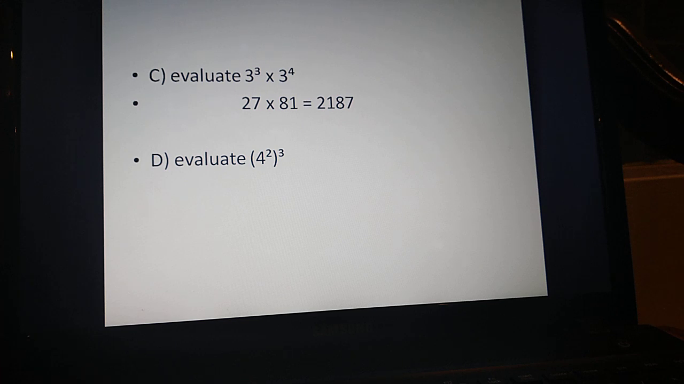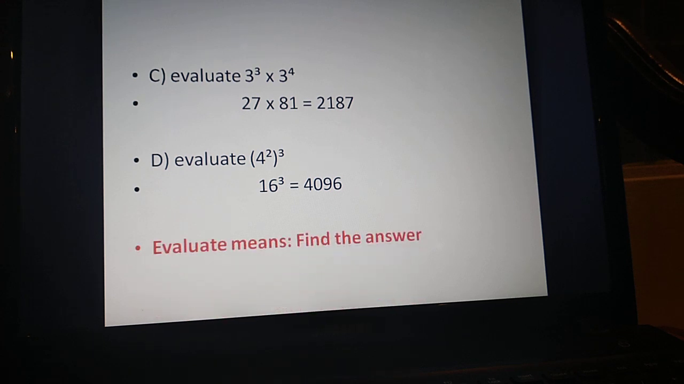Part D says evaluate 4 to the power 2 to the power 3. Here, you need to find this out. 4 to the power 2 is actually 16. Now 16 to the power 3 means you should multiply 16 by itself 3 times. And if you do it correctly, your answer will be 4096. Remember, only do this if the question asks you to evaluate. It means find the answer.